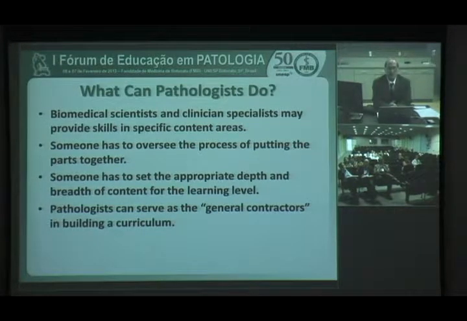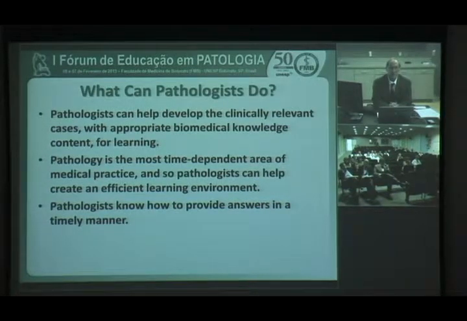We have colleagues in biomedical science, and we have clinician specialists that provide specific skills, but someone has to oversee the process of putting the parts together. And when the curriculum is being put together, pathologists often have more to say or do in the process than anybody else. We can guide our colleagues in trying to set the appropriate depth and breadth for the learning level. And as I like to say, we are the general contractors in building a curriculum. We may have specialists for different parts of that curriculum, but someone has to oversee the whole curriculum to make sure it fits together. And somebody is building a $500,000 half bath.